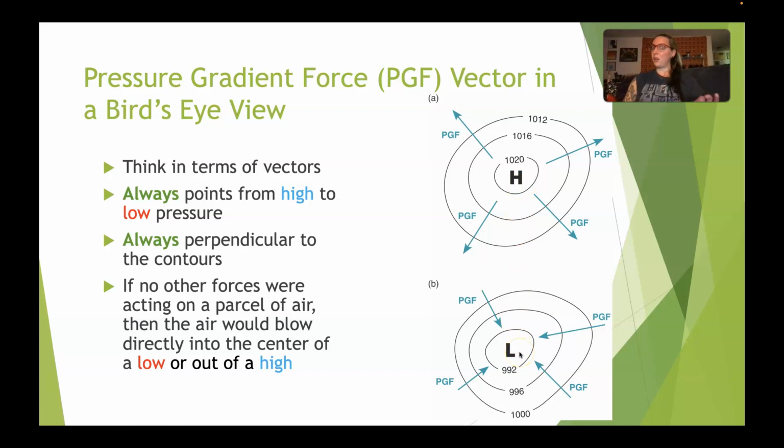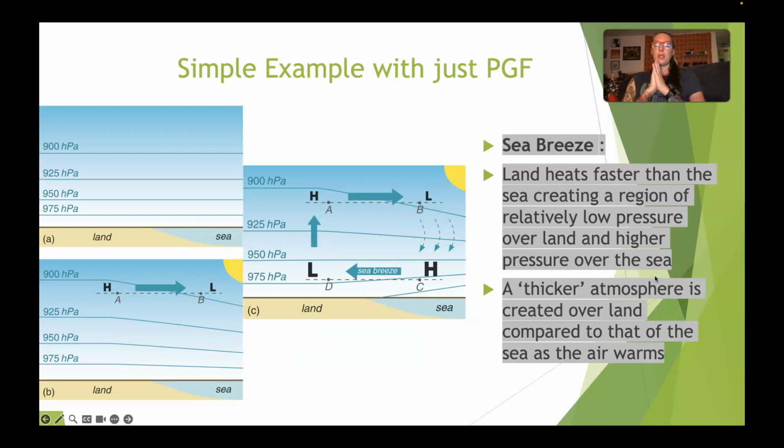But that's not generally how things tend to work in our actual atmosphere. We have other things going on. But I do have a relatively simple example when it comes to the pressure gradient force, if we're basically just factoring in this idea of the pressure gradient force. And that's something called a sea breeze, and not the cocktail. Perhaps you've heard of this before, or maybe you've even experienced this before. If you've lived along the coast, you've probably experienced it, but maybe you didn't even know what it was called. So here we go. Sea breeze.